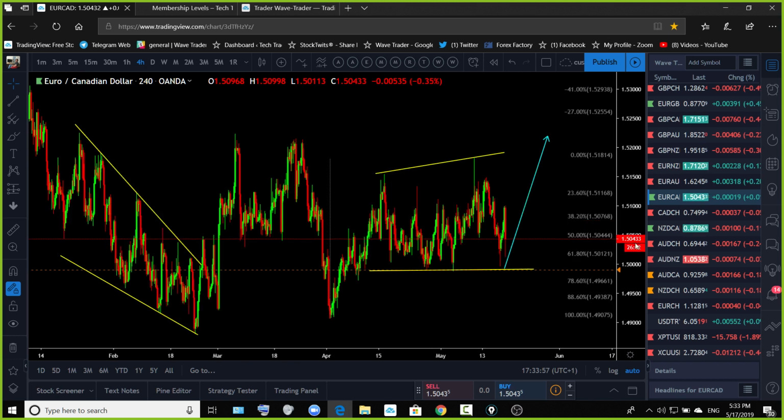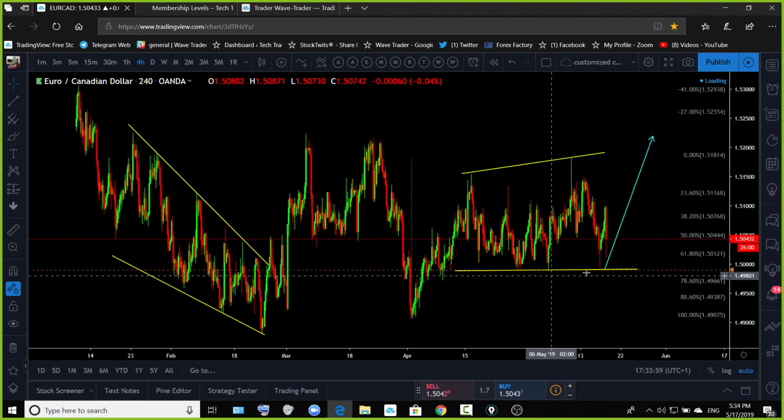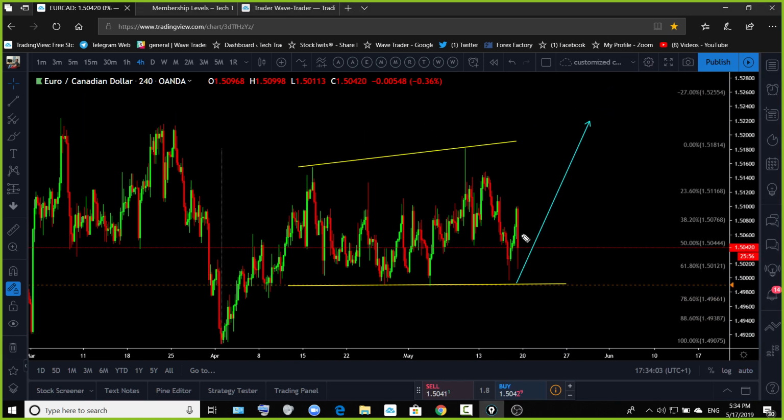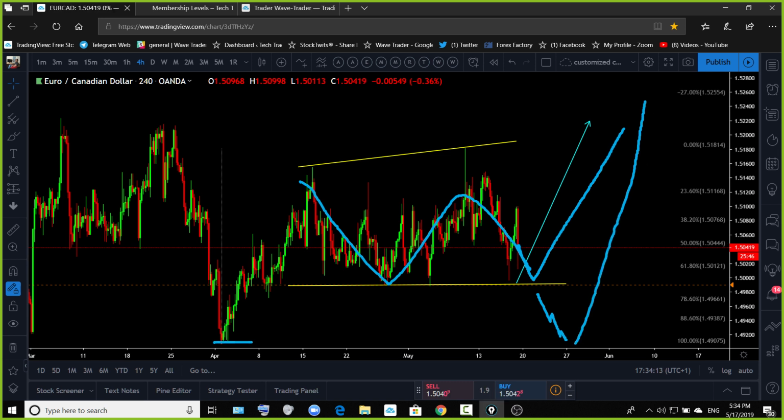And EuroCAD to hold that bottom and go back up. Right, EuroCAD to go back up. Right, this expanding triangle, if breakdown, yeah, watch it to reverse back from that bottom.